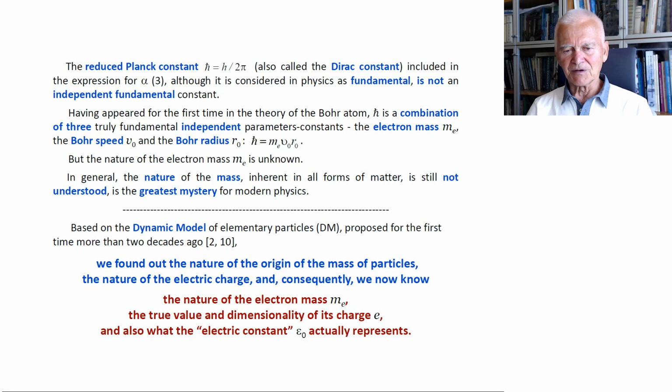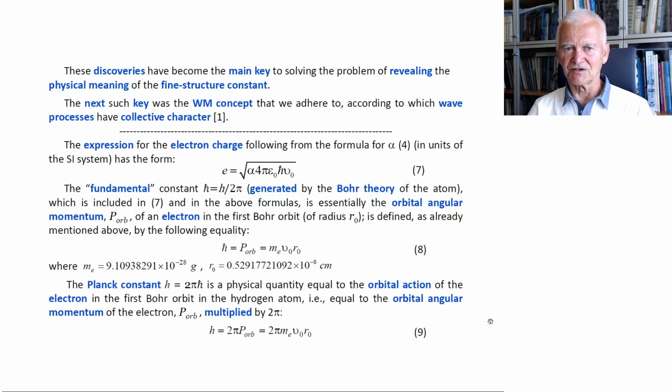Based on the dynamic model of elementary particles, proposed for the first time more than two decades ago, we found out the nature of the origin of the mass of particles, the nature of the electric charge, and consequently we now know the nature of the electron mass me, the true value and dimensionality of its charge e, and also what the electric constant epsilon 0 actually represents.